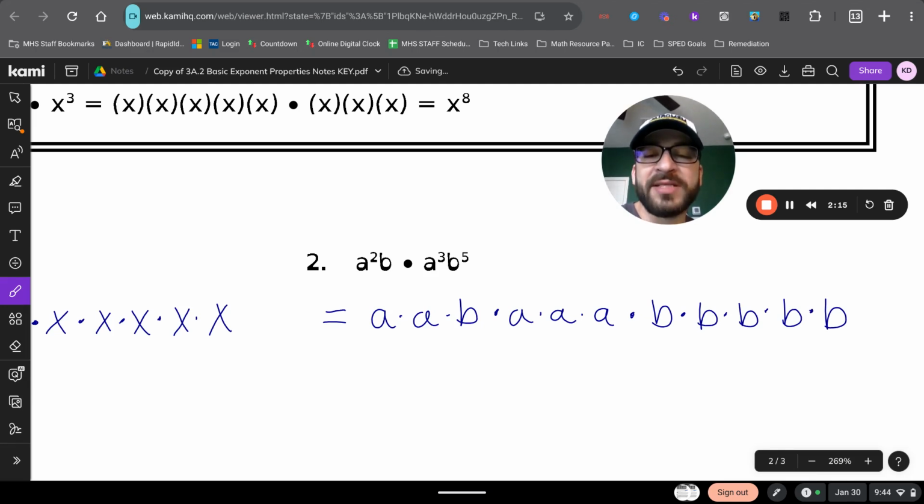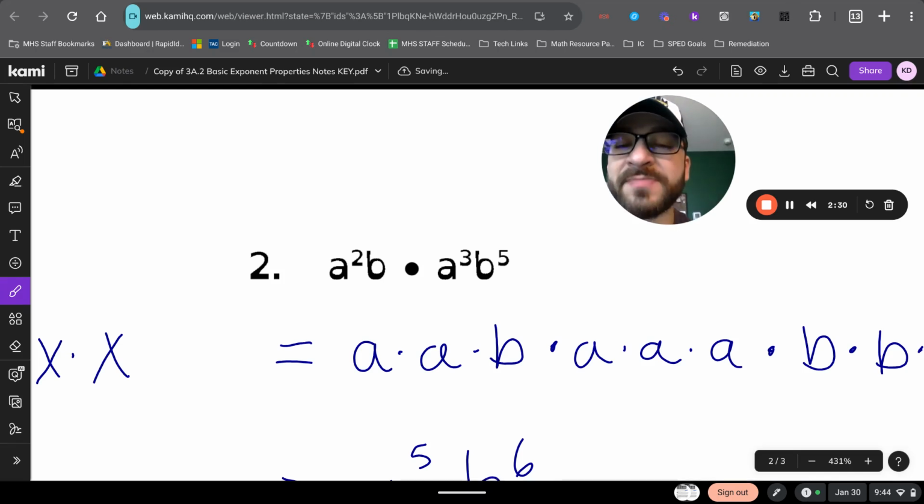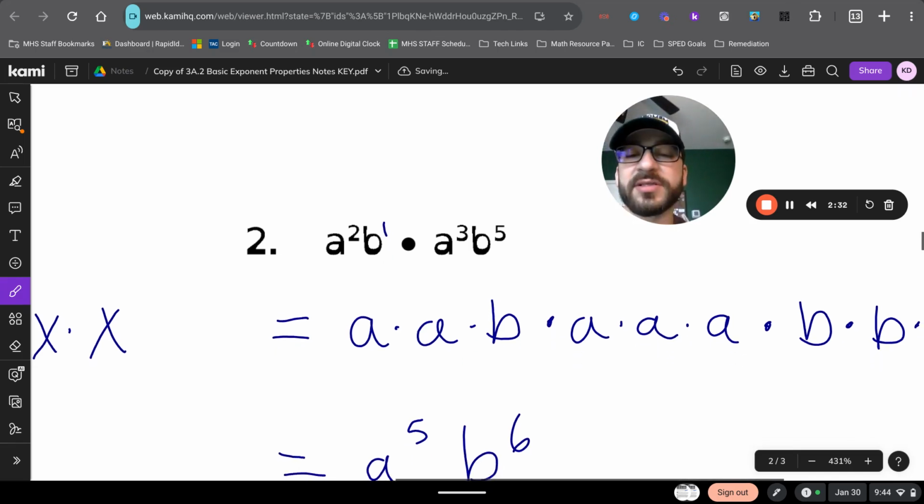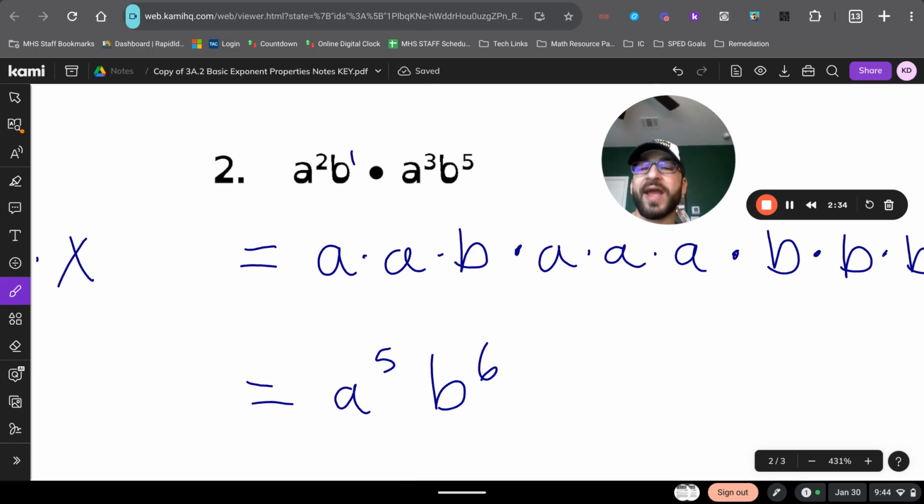So counting up our a's, we have 1, 2, 3, 4, 5. So that left us with a to the 5th. And counting up our b's, we have 1, 2, 3, 4, 5, 6. So that would leave us with b to the 6th. And comparing to our originals, keeping in mind that this b right here is the same as b to the 1st, for our a's, because they have the same base, we did 2 plus 3, which gives us 5. And for our b's, because they have the same base, 1 plus 5, which gave us 6.